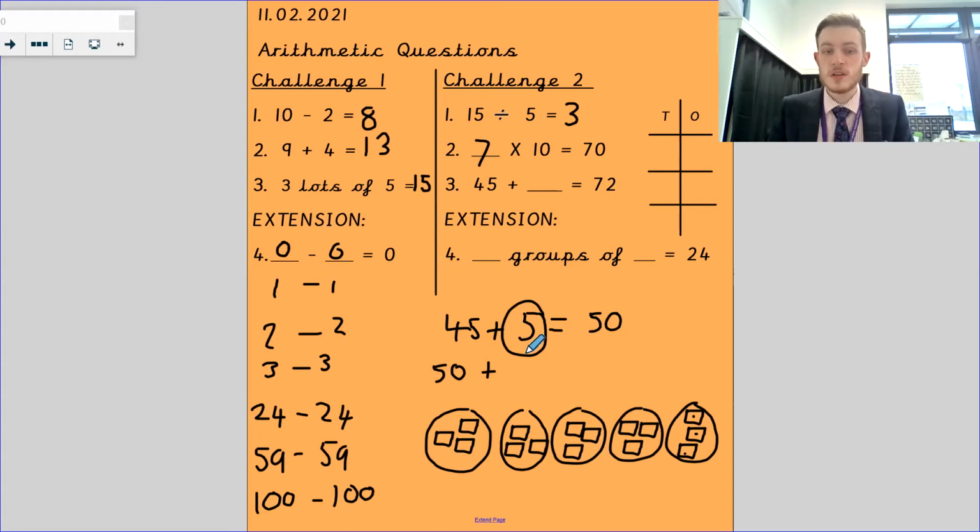So 2 10s, 10 add 10, that's 20. So I can add 20, 50 add 20 is like saying 5 add 2. 5 add 2 is 7. So 50 add 20 is 70. Now 70 is less than 72, so that's good. We're going in the right direction. And I added 20 that time, so I'm going to circle 20.